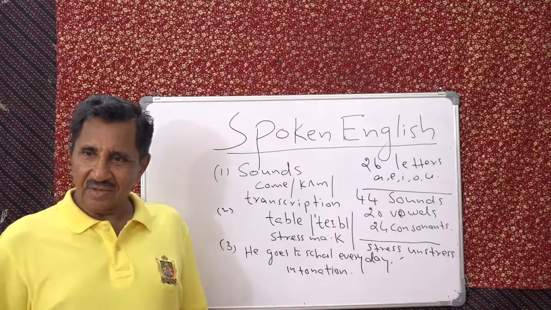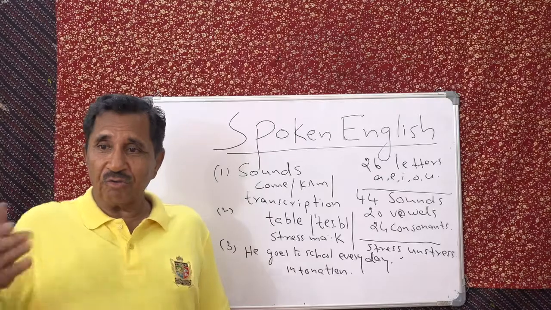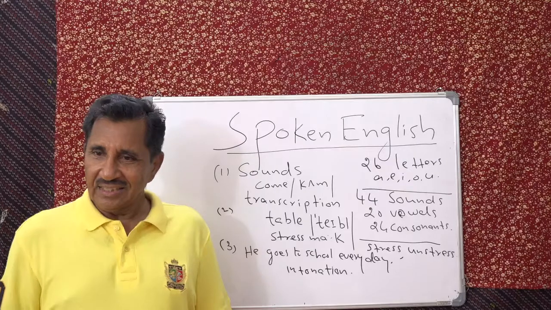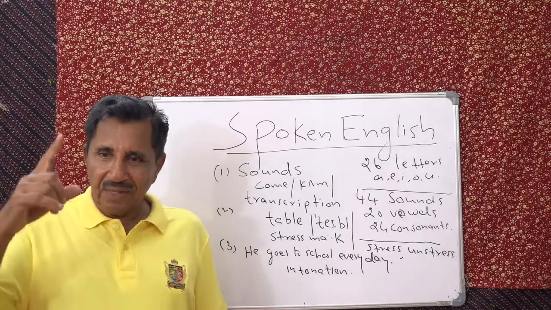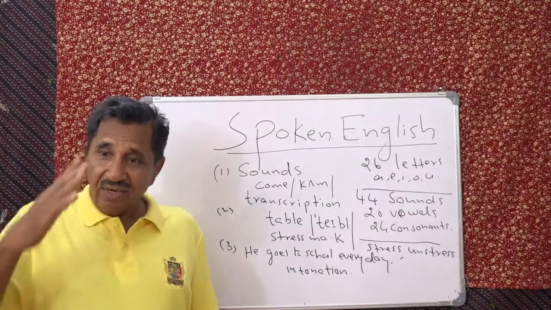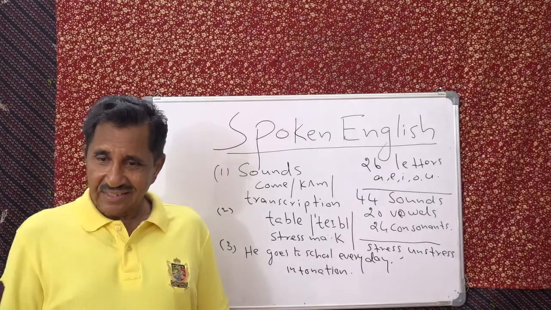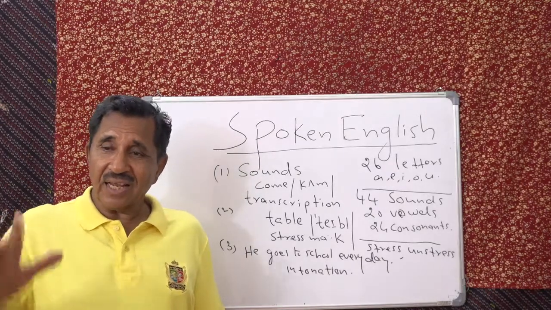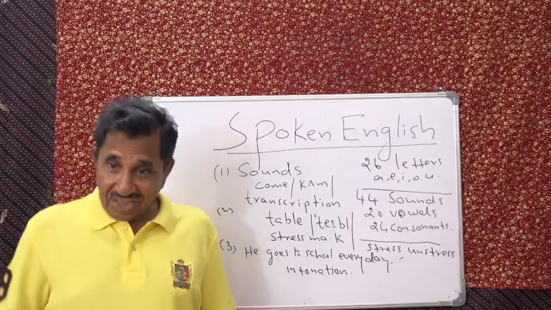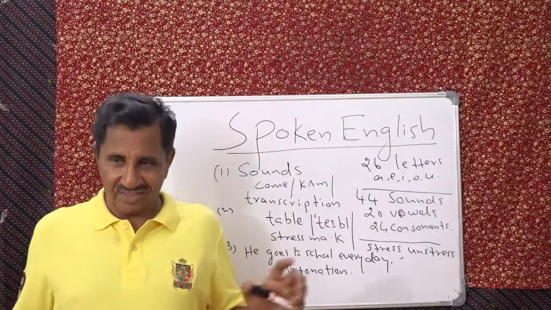like that. So it will be: Jack and Jill went up the hill to fetch a pail of water. You see, Jack and Jill went up the hill to fetch a pail of water. Jack fell down and broke his crown, and Jill came tumbling after. See? So that is intonation.